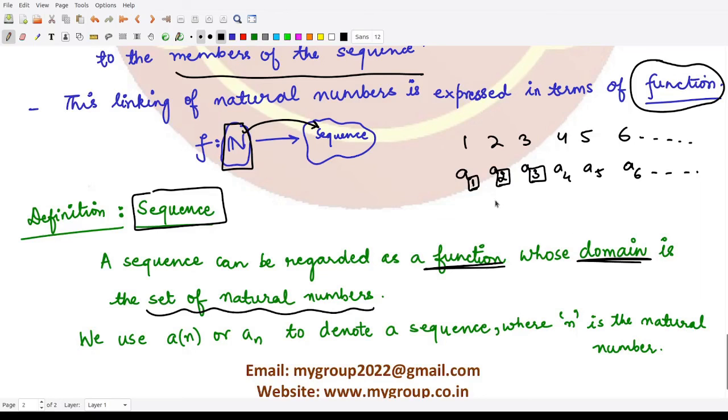I hope in this video you got a pretty good idea of what a sequence is. In the next video we shall be looking at more examples along with different notations that are used when we are talking about sequences in general. I hope you understood this concept well.